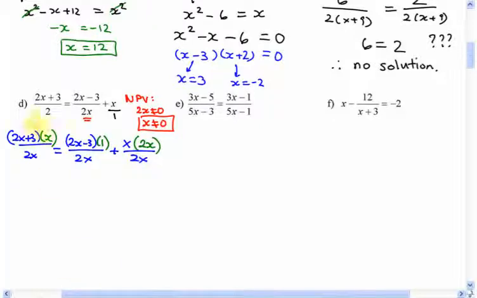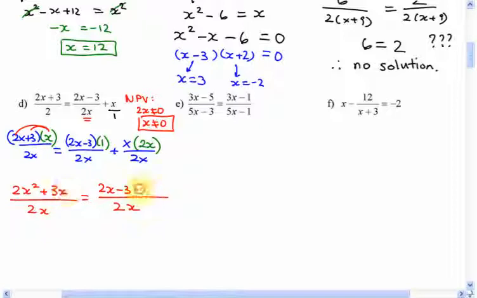Let's try to expand out the numerators now. So I get 2x squared plus 6x all over 2x on the left-hand side. And on the right-hand side, I'll say we have 2x minus 3. Just joking. I'm glad someone's alert. What should it be then? 3x, thank you. Okay. And then over here, thank you very much, that's 2x squared.